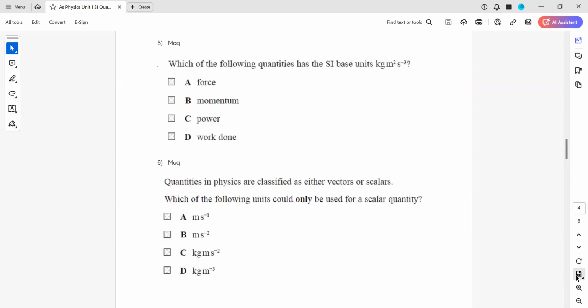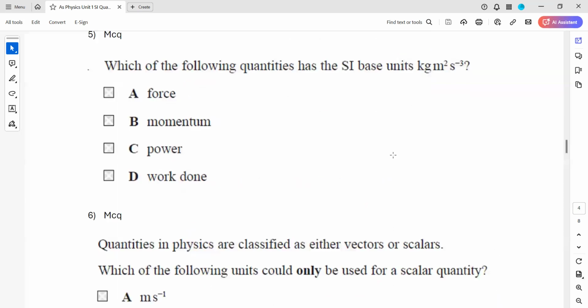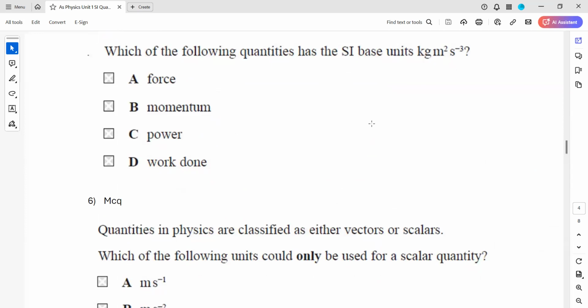Which of the following quantities has an SI base unit of kilogram meter square second minus 3? When we talk about force, force is Newton. F is equal to ma. Mass is kilogram and acceleration is meter per second square, so this becomes kilogram meter second raised to power minus 2. It does not match, so it cannot be force. Momentum is the product of mass and velocity. Mass is kg and velocity is meter per second, so it becomes kilogram meter second raised to power minus 1. That's also not correct.